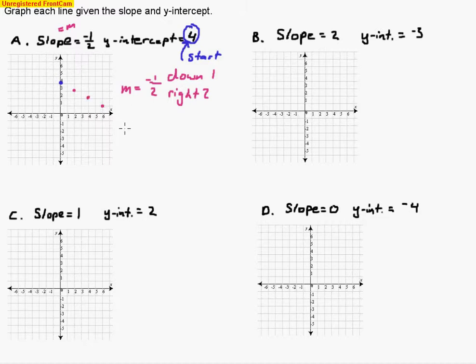However, I could also go the other way, and we need to be able to do that. So I could also represent this as a positive 1 over negative 2, because there's only one negative in both of the problems. Well, the positive 1 would tell me to go up 1, because it's positive. The negative 2 tells me to go left 2, because it is negative. And so I could also go up 1, left 2. Up 1, left 2. And it gives me a lot of points to be able to draw a line through.